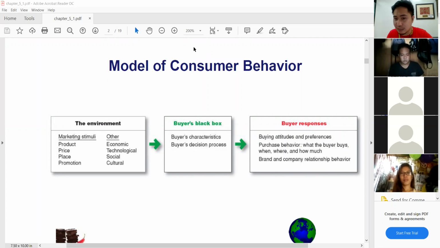Okay? So second one is purchase behavior. What the buyer buys, when, where, and how much.